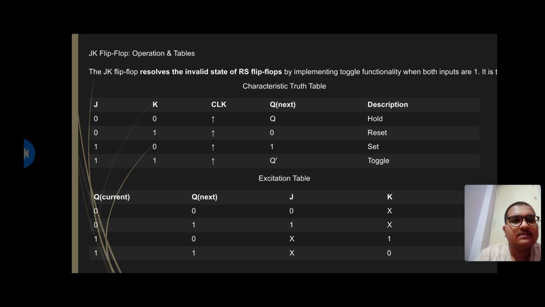When Q current is 1 and Q next is 1, then J is going to be invalid and K is going to be 0. Here we can see that when both inputs are 0 or 0 1, J is going to be 0 and 1. Similarly in K, when 1 0 and 1 1, K is going to be 1 and 0. The remaining cases are going to be invalid, which we can observe here in the excitation table.